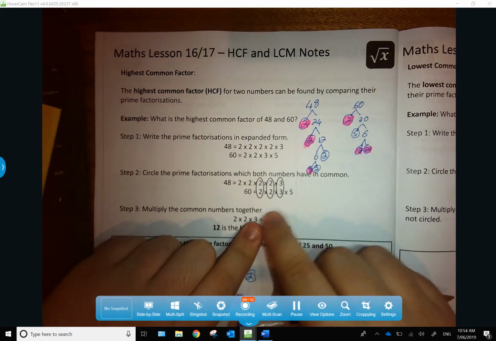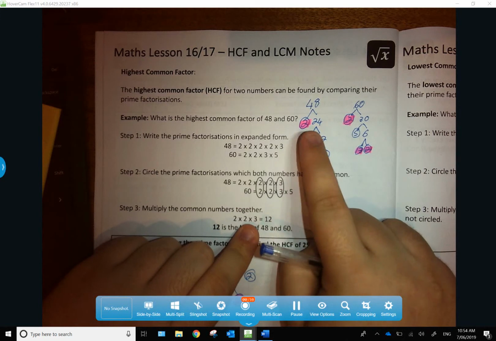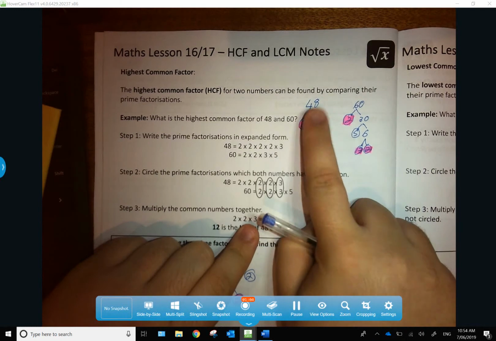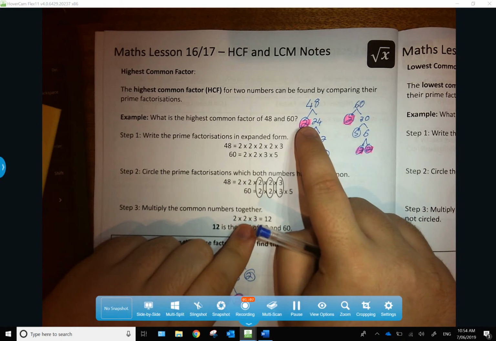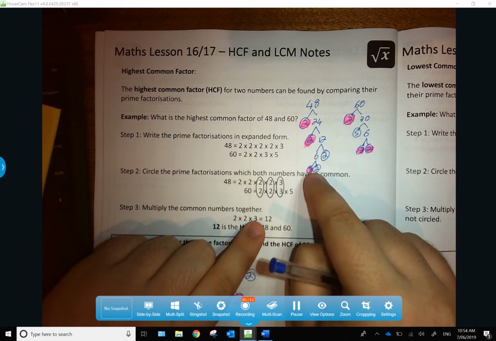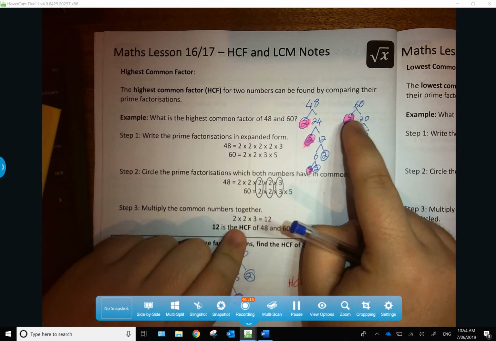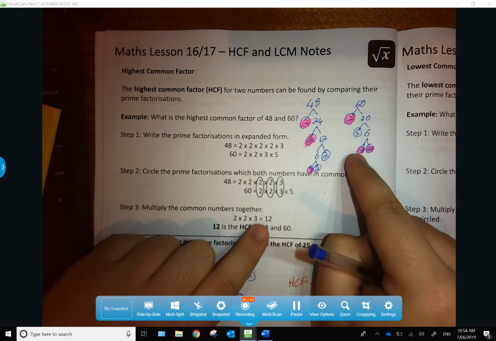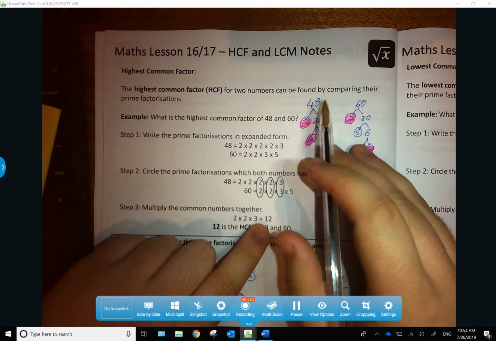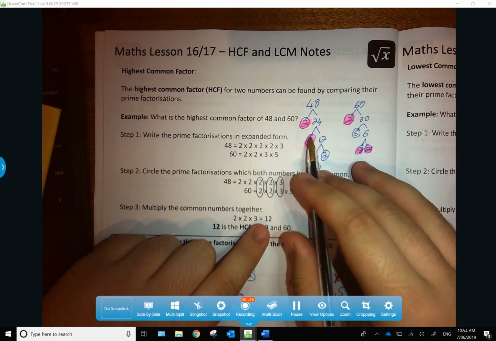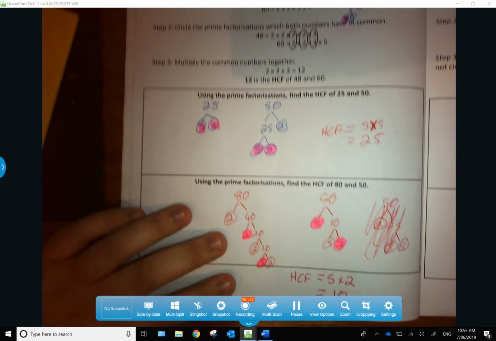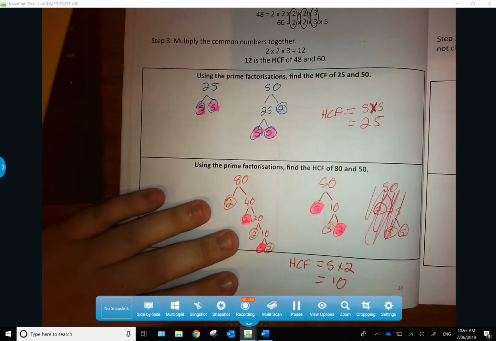Okay. And then to find the highest common factor, all that you did was multiply all the numbers in one of those trees. So I only did it for 48. If you see the ones that we highlighted, it was 2, 2, and 3. Okay. And the same for the 60. It's 2, 2, and 3. So if you just look at one of those trees, the ones that you highlighted as being the same, when you multiply all of those together, you get the highest common factor. And we did two examples there to show us how to find the highest common factor.